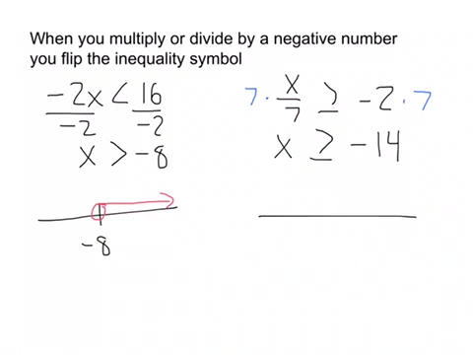So I'm going to go ahead and graph. I'm going to draw my circle. I'm going to have a closed circle this time because of the or equal to, which just means that it's filled in. And I'm going to say, is my arrow to the right or the left? So again, I want everything bigger than negative 14, which would be to the right.